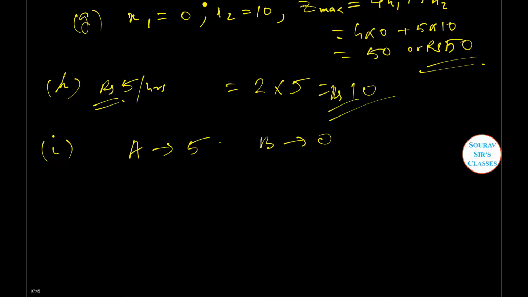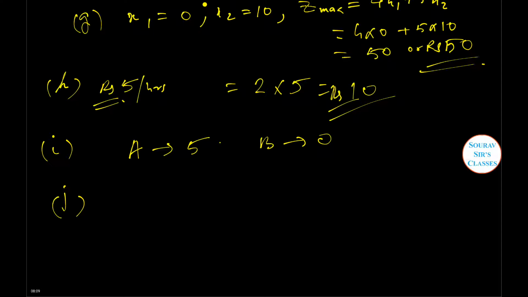And the last question is the 10th question, and it says that if a new product is proposed to be introduced which requires processing time of half an hour on machine A and 0.3 hour on machine B, it would yield a profit of rupees 3 per unit. Do you think it is advisable to introduce this product?